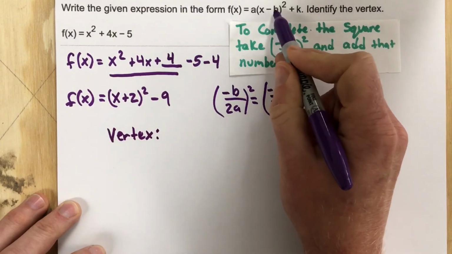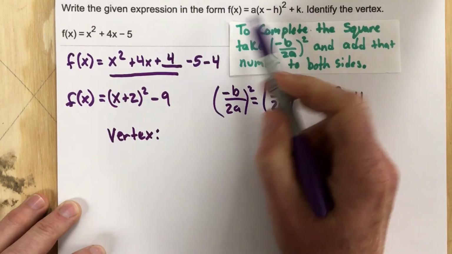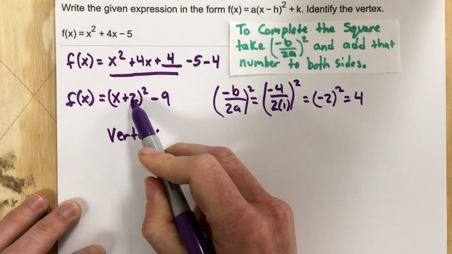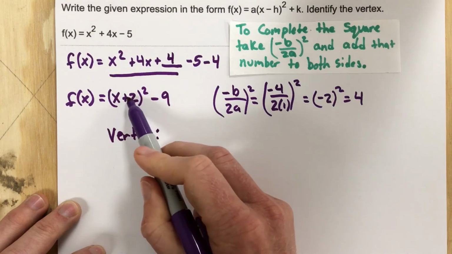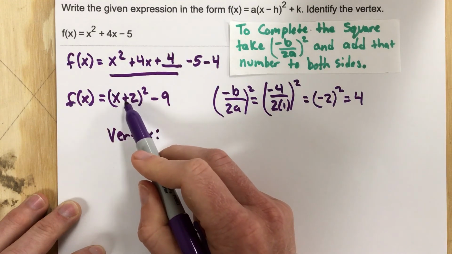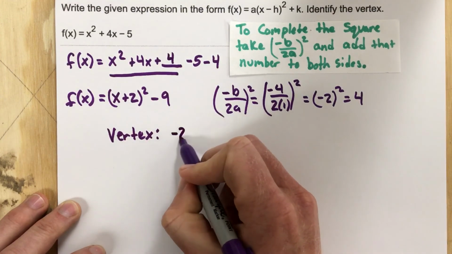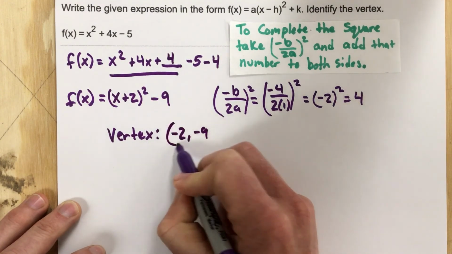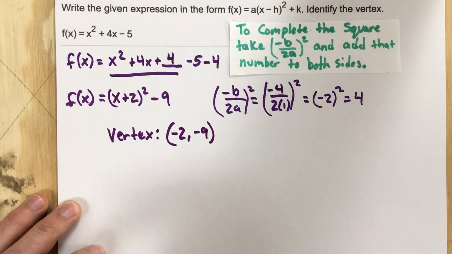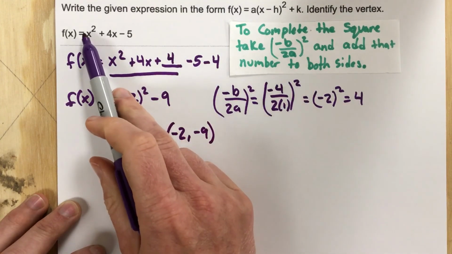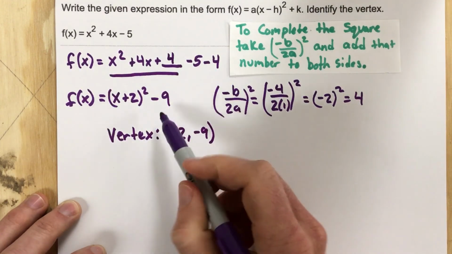Now the vertex, you have negative h here. The vertex is going to be the opposite sign in the middle. The x value, at least, is going to be the opposite sign in the middle. So this is actually -2, comma, -9. And remember, the vertex is the maximum or minimum for our graph. In this case, it's the minimum because this is a positive leading coefficient. So we have our vertex here.